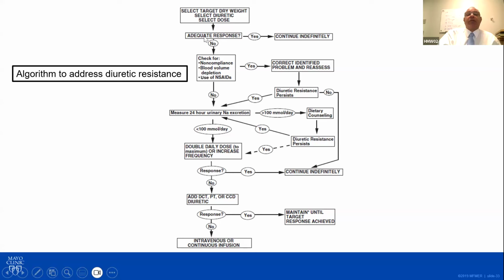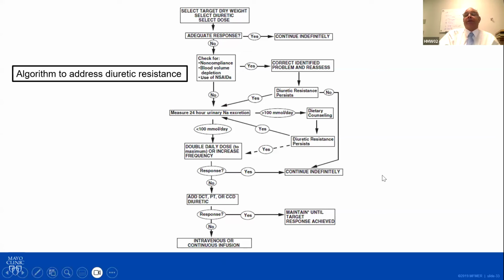Somebody has diuretic resistance, no response: check for compliance as far as salt intake, pain medication use, blood volume depletion. If none of that, measure 24-hour urine excretion of sodium. If it's low, below 80 or below 100, then you know that this person is limiting his salt intake, and we just need to increase the diuretics or combine the diuretics, increase frequency, do something. Then if there's still no response, you add more diuretics, and if there's still no response, you probably need to go intravenously or dialysis or something else, because this is not going to work.